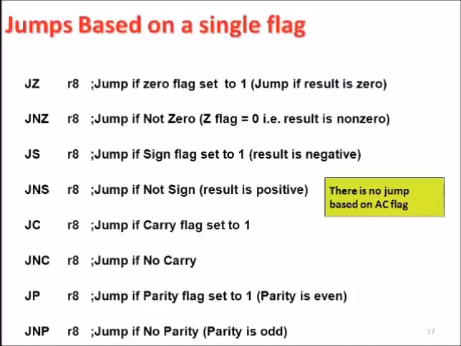Now jumps based on a single flag. Jump if zero: if the zero flag is 1, only then does it transfer the control. Jump if non-zero: if the zero flag is 0, then it jumps to the location. Jump if sign, jump if no sign, jump if carry, jump if no carry, jump if parity. If there is a parity, that is, if the parity bit is set to 1, then the control will be transferred to the specific location. And jump if no parity, again the same thing.